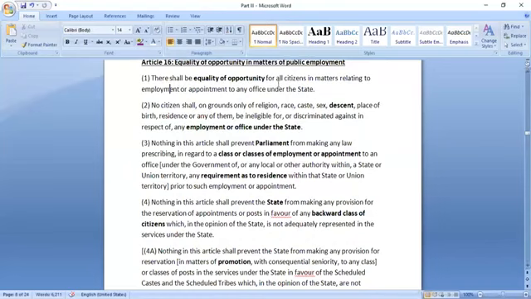Now, there shall be equality of opportunity for all citizens in matters relating to employment or appointment to any office under the state. State would also mean the union government, because we saw the definition in Article 12, right? State does not mean the states alone, but it would include states, union territories, the union government, or any other bodies, registered bodies also.